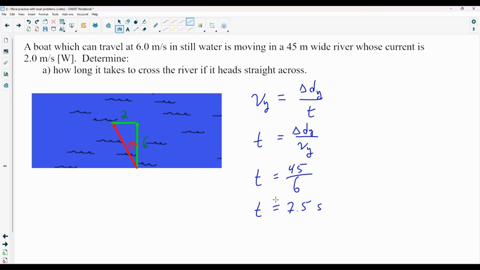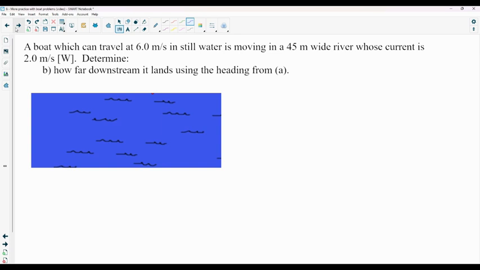Okay, let's put a box around it. We're going to carry that 7.5 seconds forward to our next question, because the time doesn't matter whether you've got a current or not, it's still the same amount of time to get across. Let's jump in on our next one. Here we go.